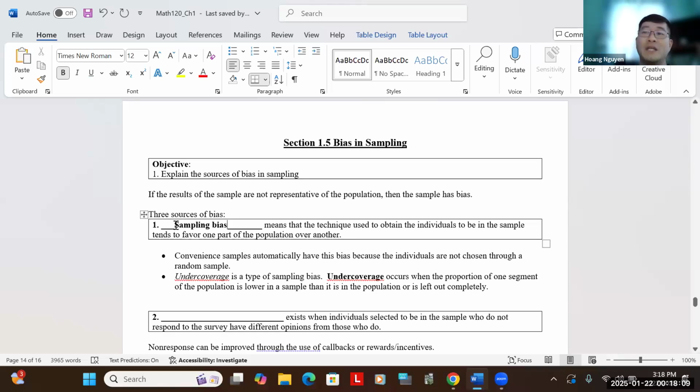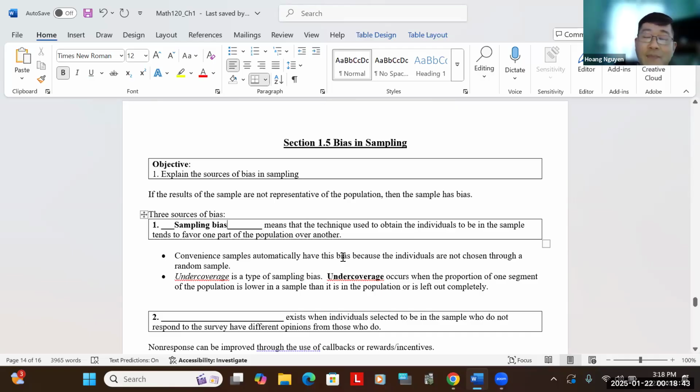If you remember the different techniques that we learned in the previous sections, 1.3 and 1.4, we mentioned simple random sample, stratified, systematic, and cluster. One of the techniques we also mentioned is convenience. Convenience methods make it easier to access the data, but the results are not reliable. A convenience sample automatically has this kind of bias because the individuals are not chosen using random sampling.